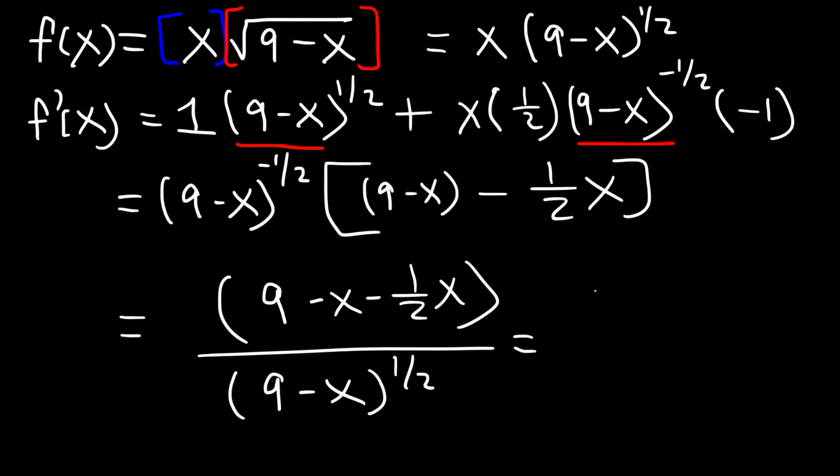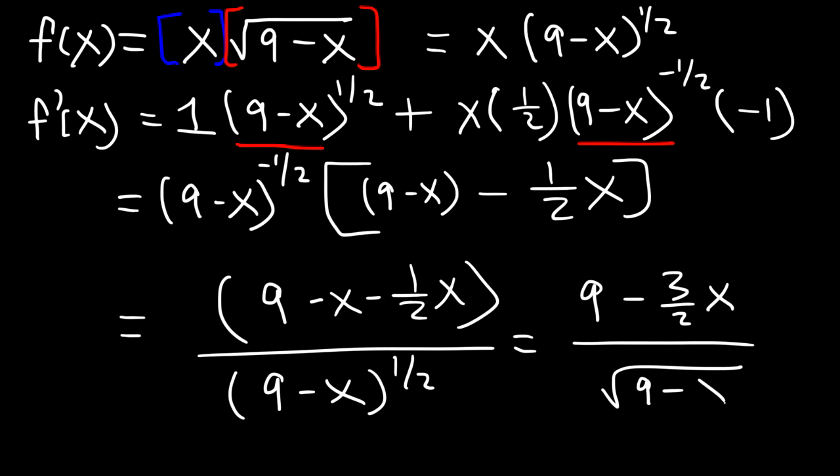So right now we have 9 minus 3 over 2x divided by, I'm going to rewrite this back into its radical form, the square root of 9 minus x. Now I want to get rid of this fraction. So what I'm going to do is multiply the top and the bottom by 2.